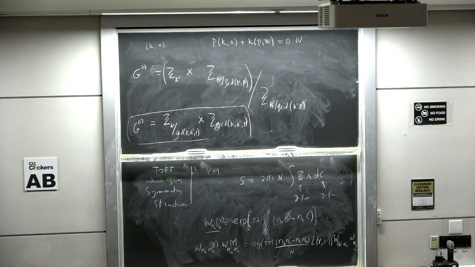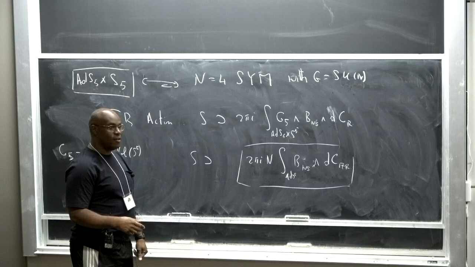The Ramond-Ramond potential is not self-dual. S-duality permutes B_NS and C_RR. Good. That was the next point that was to come. Thank you.